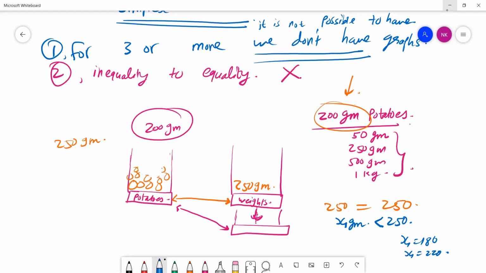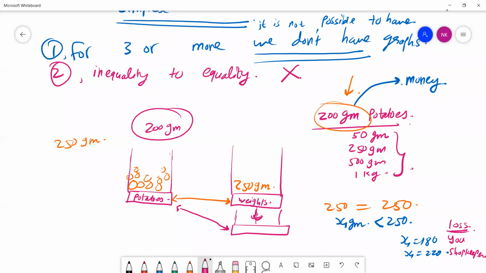Now you are purchasing 200-gram potatoes, so you will be giving the money equivalent to 200-gram potatoes only. Now just assume that if x1 is 180 gram, then you are at loss. And if x1 is equal to 220 gram, then the shopkeeper is at loss because he is getting the money equivalent to 200 grams only.